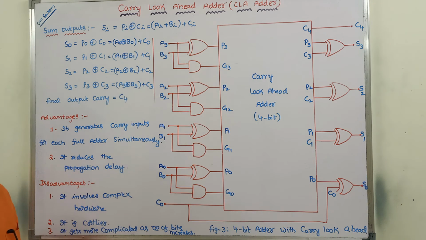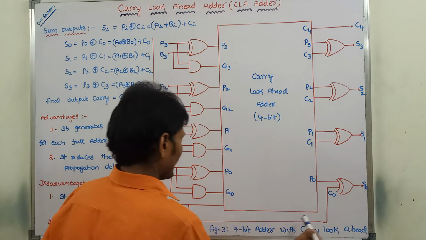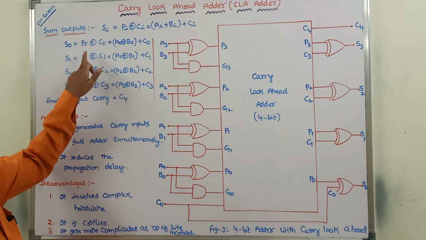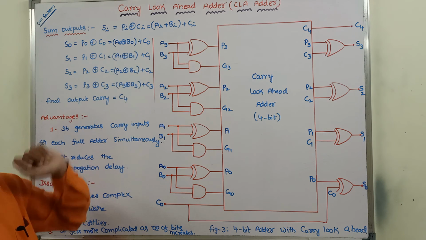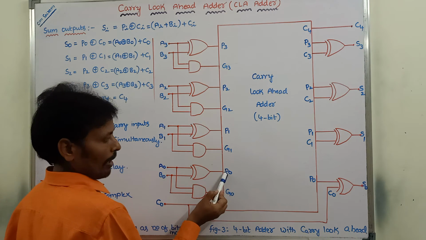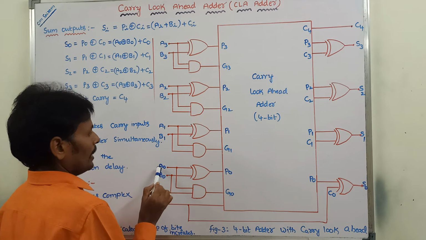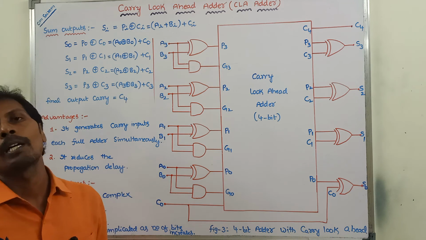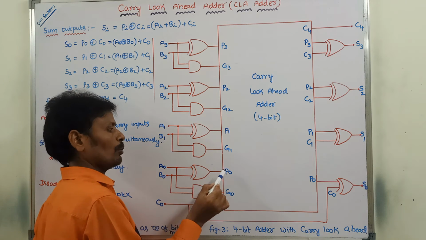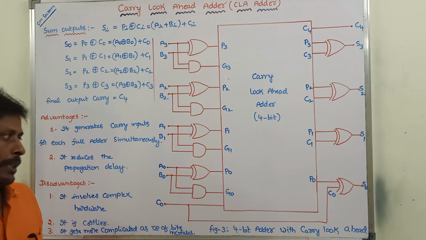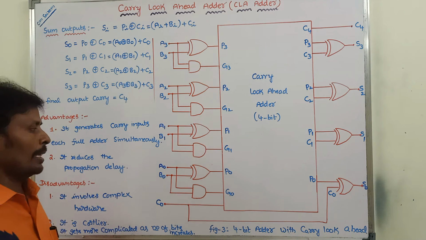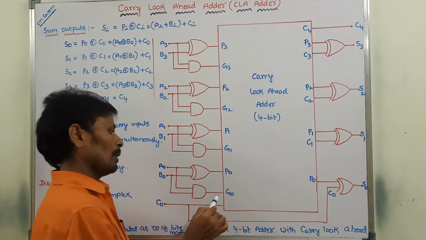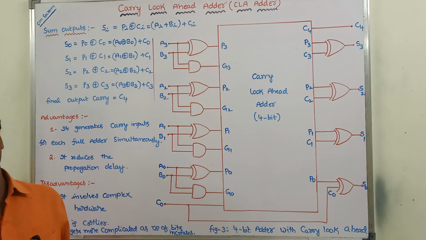Here C0 is nothing but the input carry bit. What is P0? P0 is nothing but A0 exclusive OR B0. So A0 and B0 are two inputs that are applied to a two input exclusive OR gate. Then we are getting the output P0. Next, G0 is nothing but A0 and B0 inputs applied to a two input AND gate. Then we are getting the output A0 B0, which is nothing but G0.